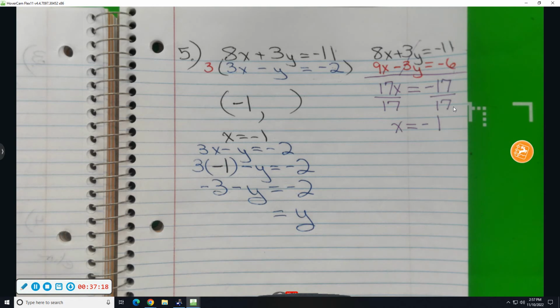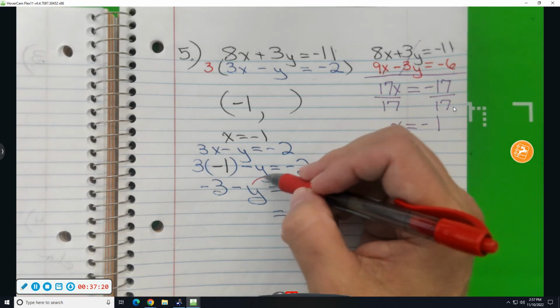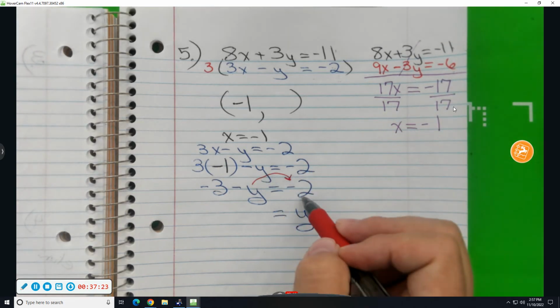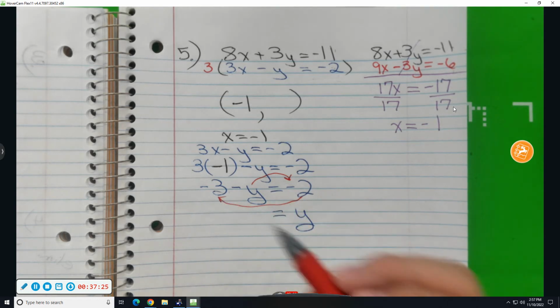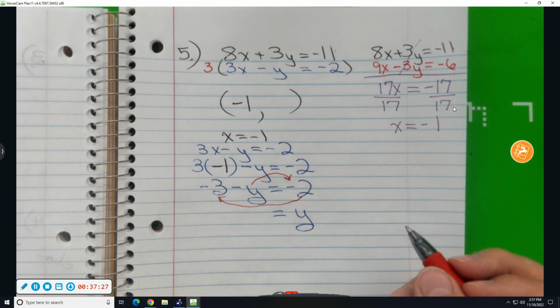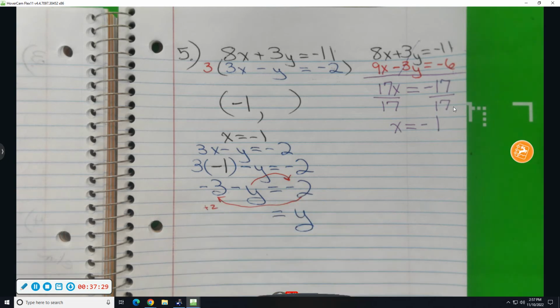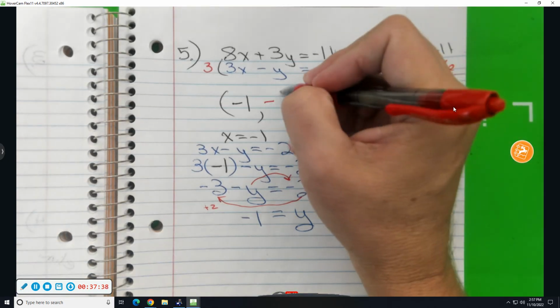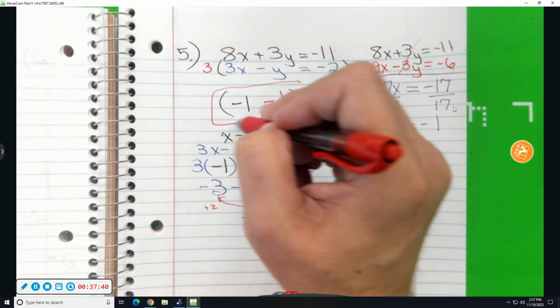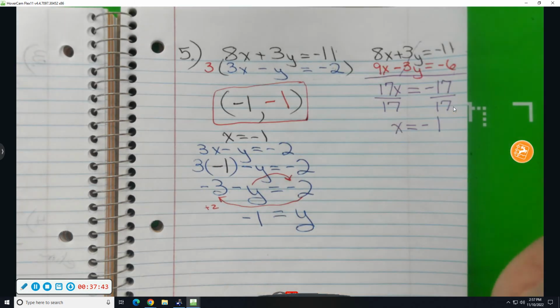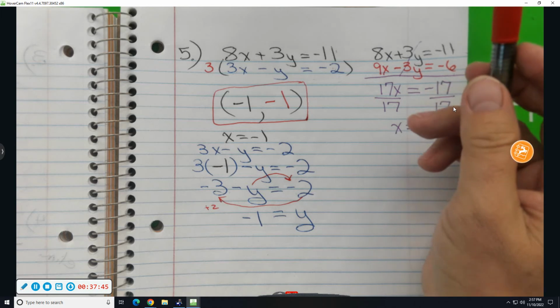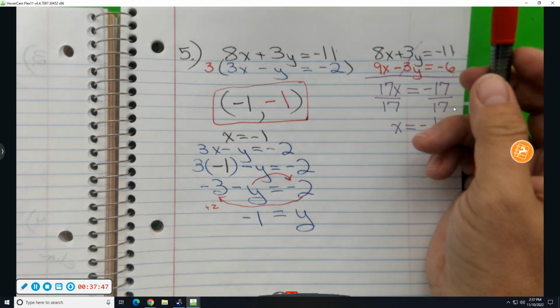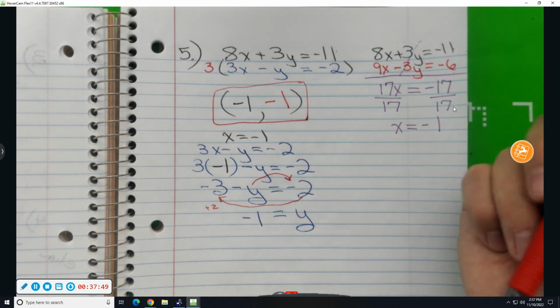Now we're going to move the -2 over here by doing what? Adding 2. So -3 plus 2, what's that going to give us for y? -1. So the coordinates are -1, -1. That's right. To avoid having to move that y around, I thought that I would have gone with the first equation.